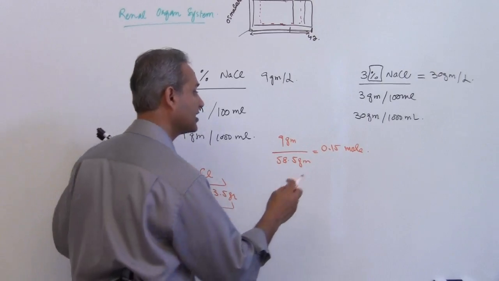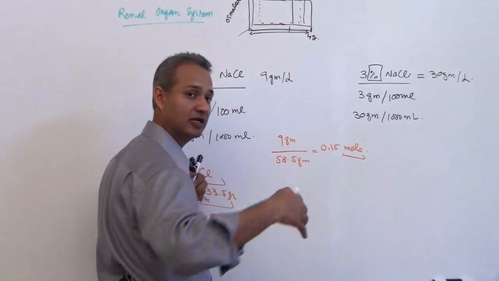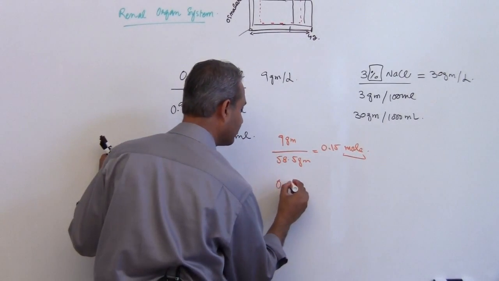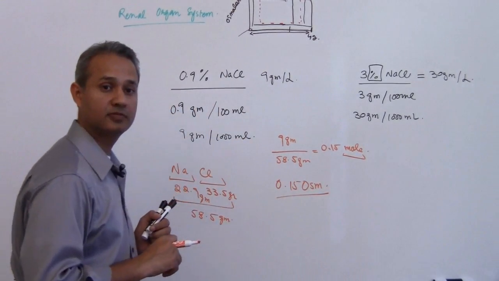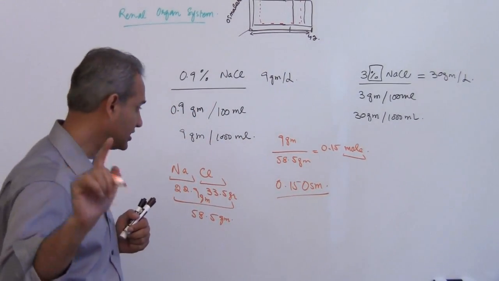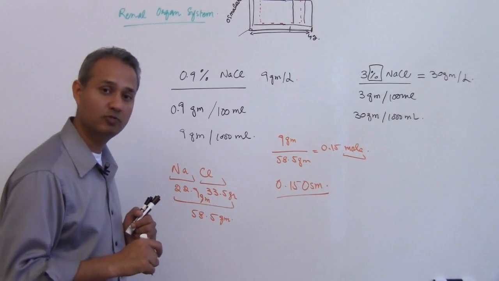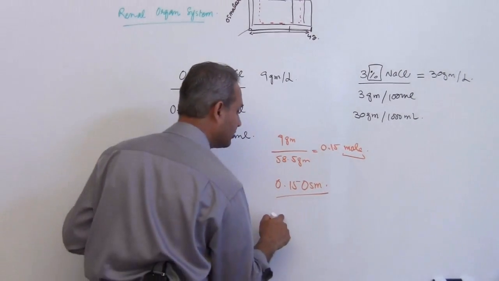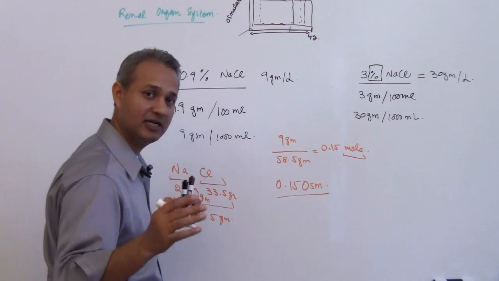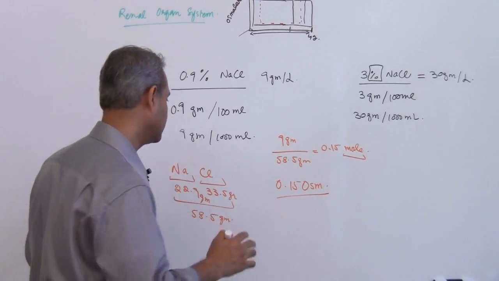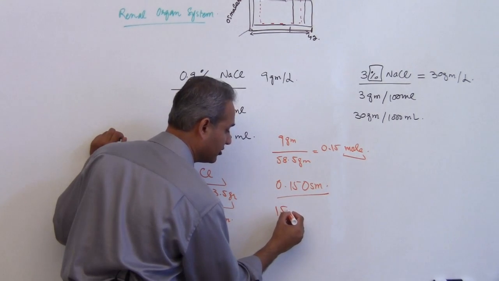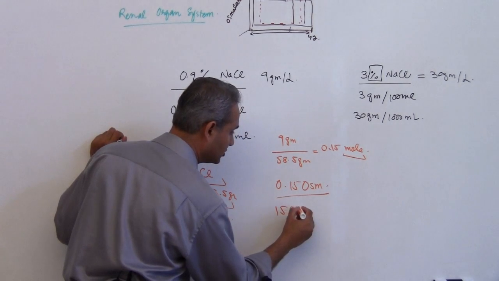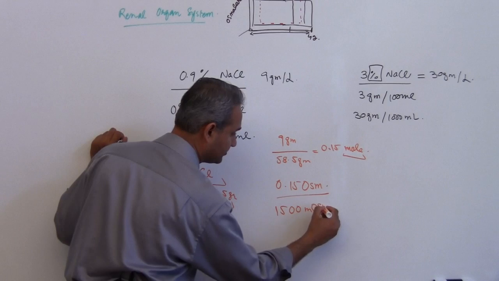Remember we talked about this, moles when present in the fluid are called osmoles. So we have 0.15 osmoles. Okay. So stay with me. If it is 0.15 osmoles, then what would that mean? How many milliosmoles? Remember we said that for practical reasons we talk about them in milliosmoles. So 1500 milliosmoles.